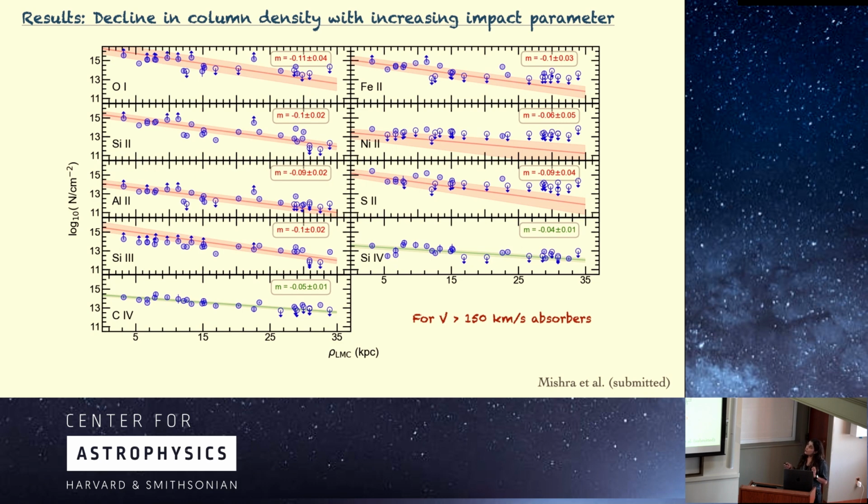One, the low ions have a declining radial profile of consistent slope, and the high ions also have a declining radial profile of consistent slope, which indicates that the LMC does have its CGM and that it is also multi-phase. The second point to note is that the cool low-ion gas drops more steeply compared to the high-ion gas, which indicates that the LMC CGM is more ionized at larger distances.